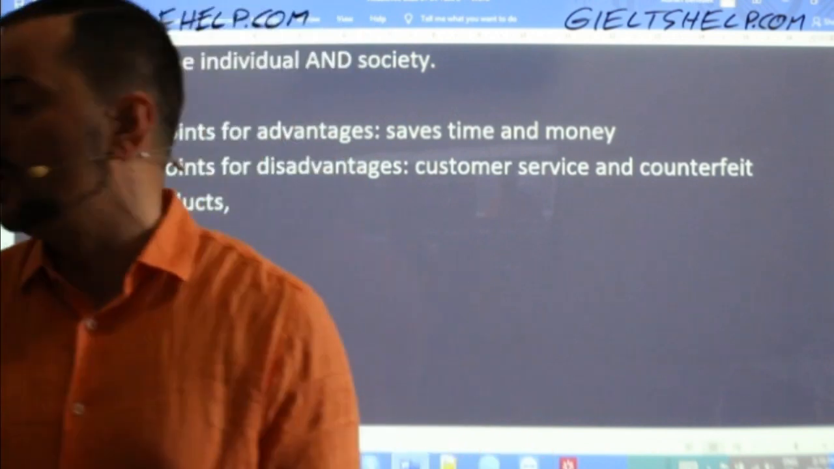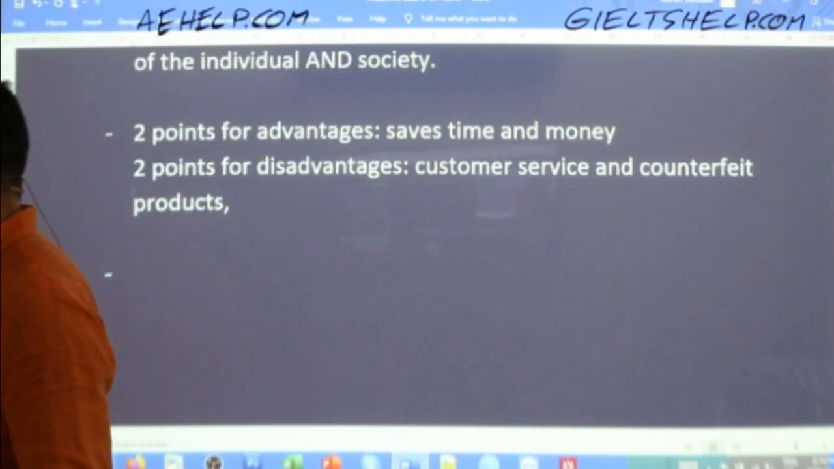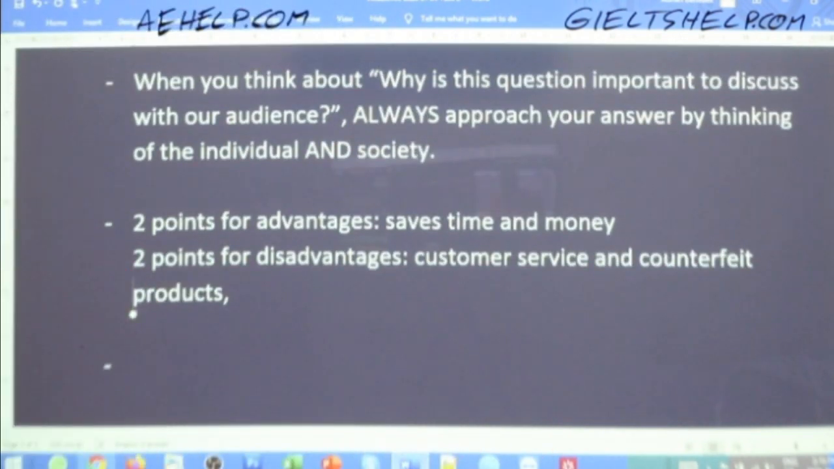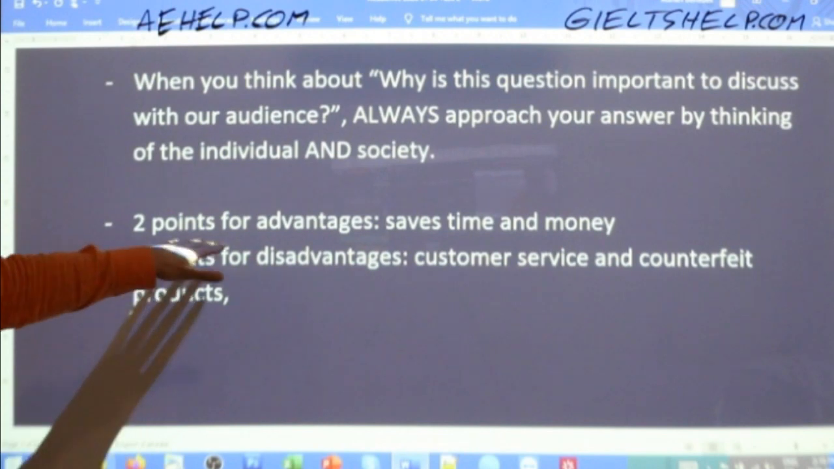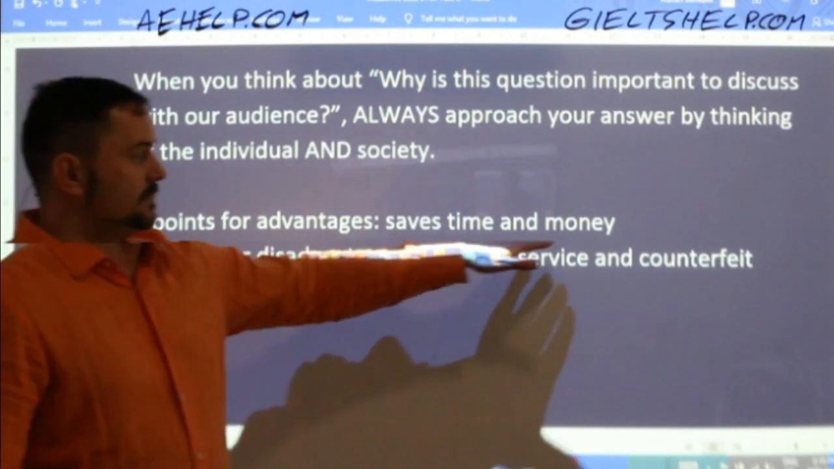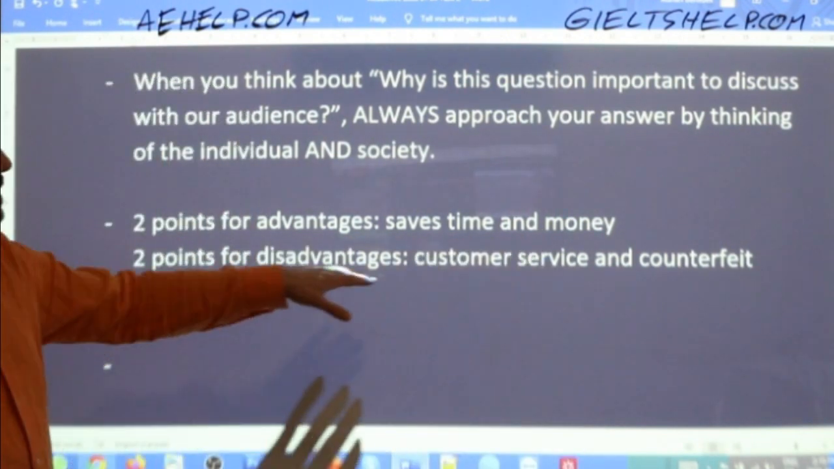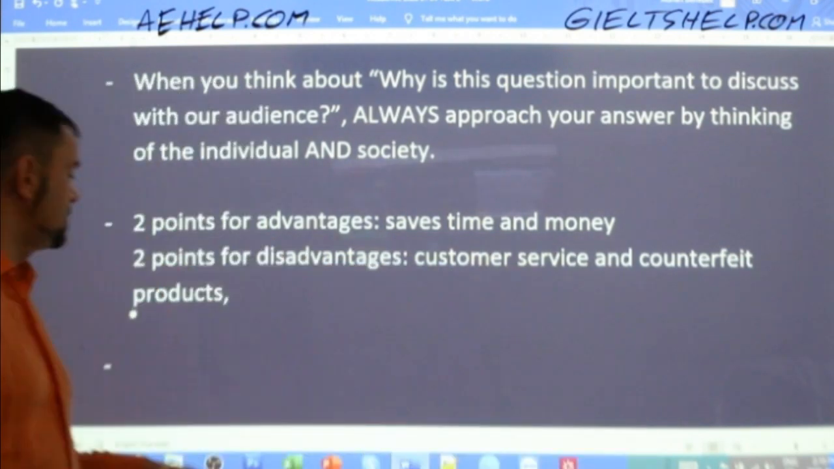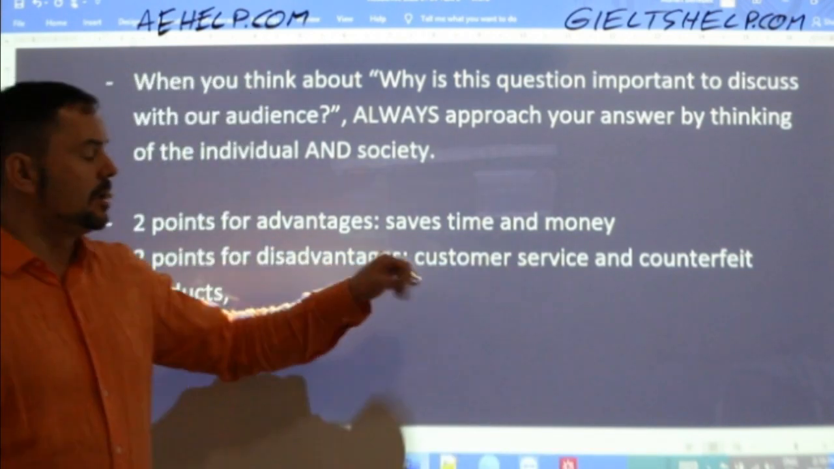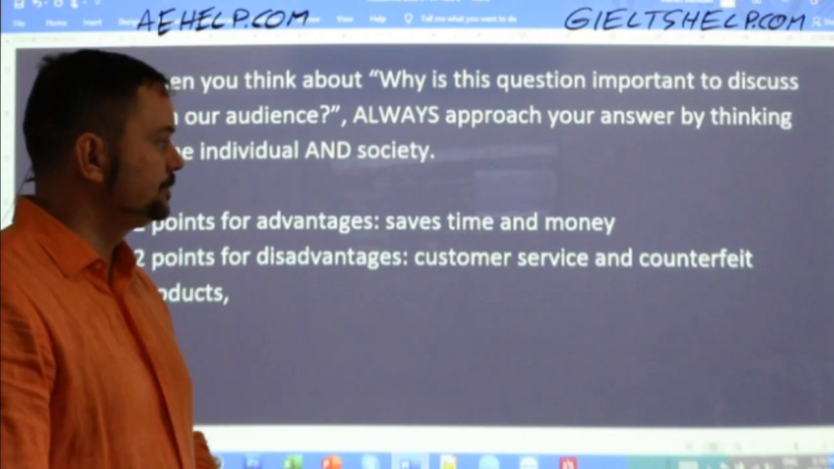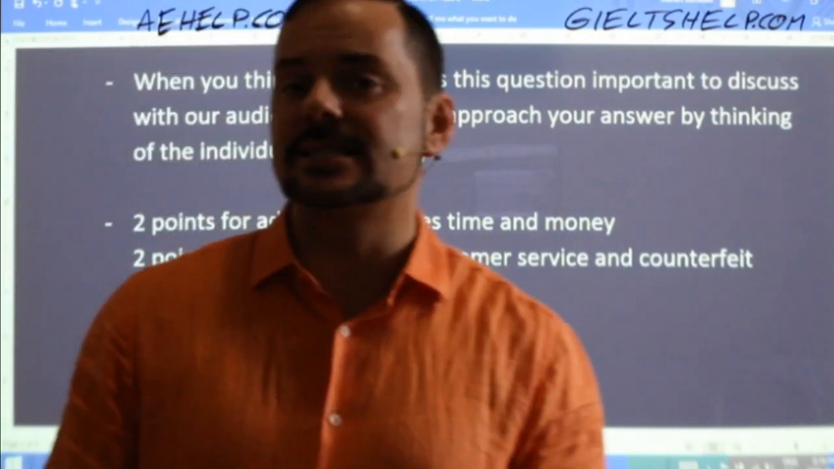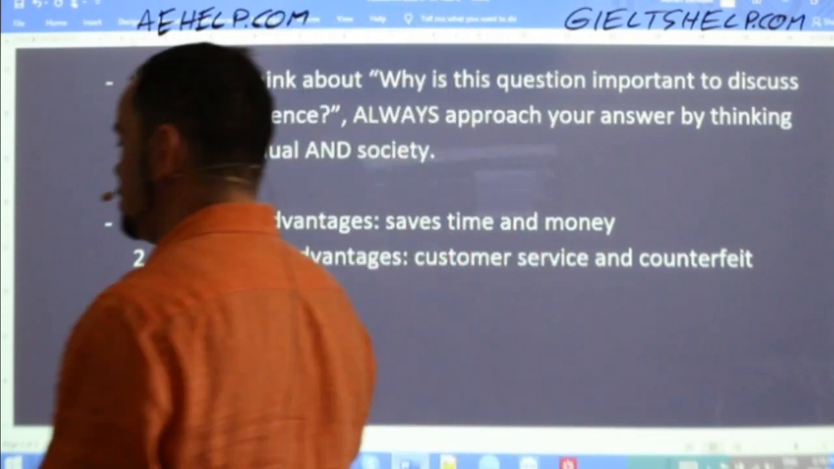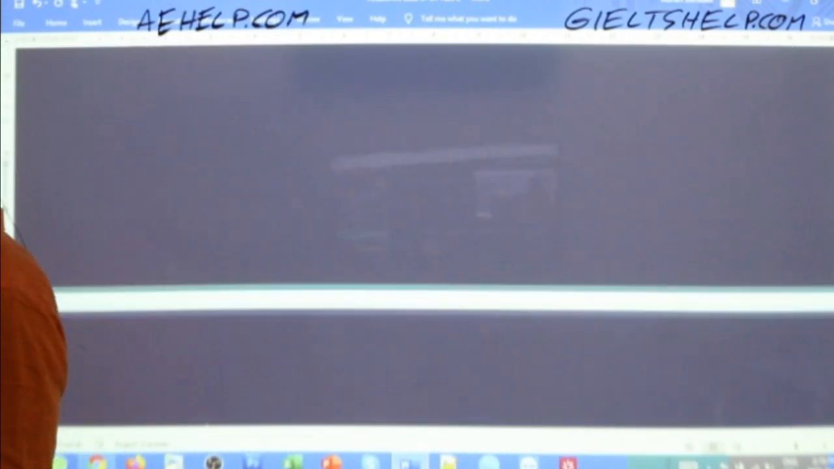All right, so members, write the thesis statement, okay? We have a bit of time still in the class, so let's write the thesis statement to finish the introductory paragraph. So 2 points for advantages, saves time and money. 2 points for disadvantages, customer service, and counterfeit products. Okay? So now, write me the thesis statement to finish our introductory paragraph.